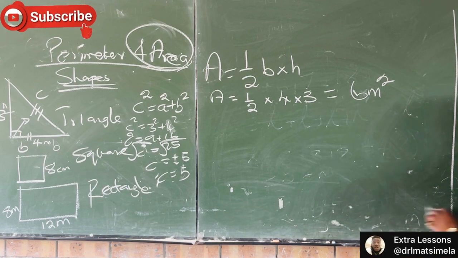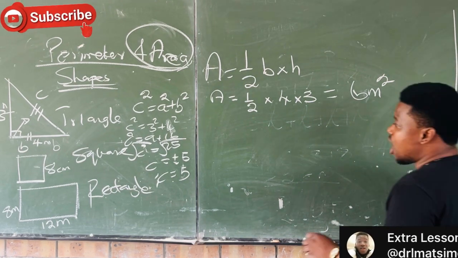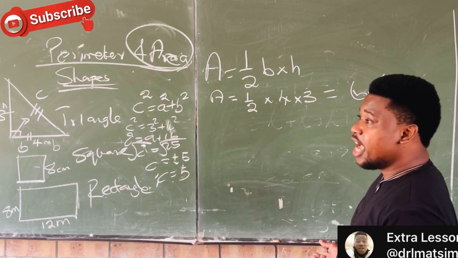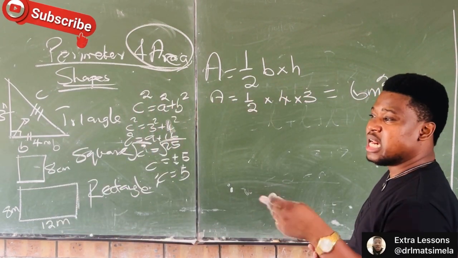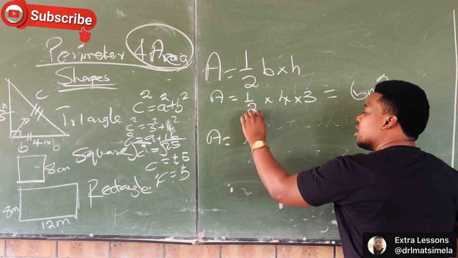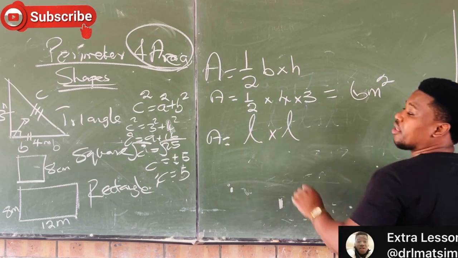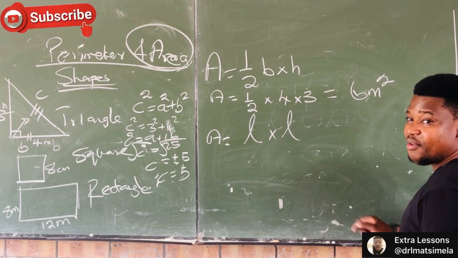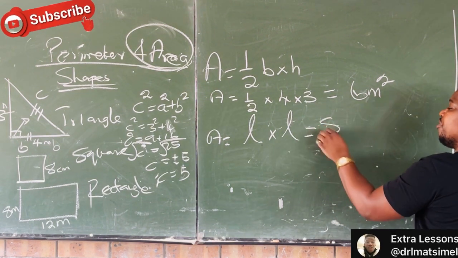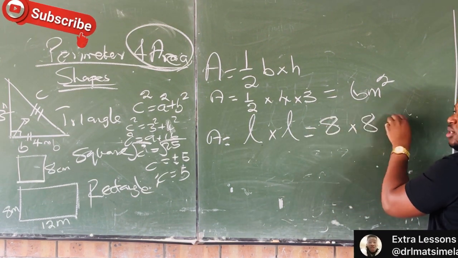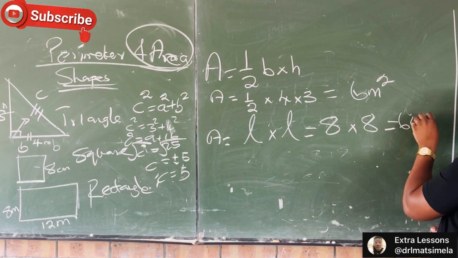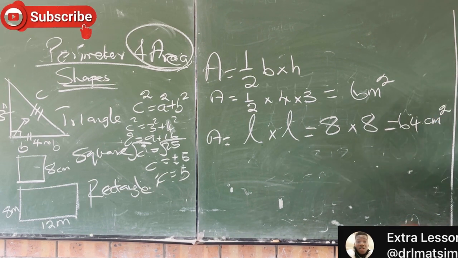The area of the square: we have a square, a four-sided figure, with one side 8 centimeters and all the sides are equal. So the area of a square is equal to the length multiplied by the length. What is the value of that length? The length is 8 centimeters. So we'll have 8 centimeters multiplied by 8 centimeters, which gives us 64 centimeters to the power of 2.